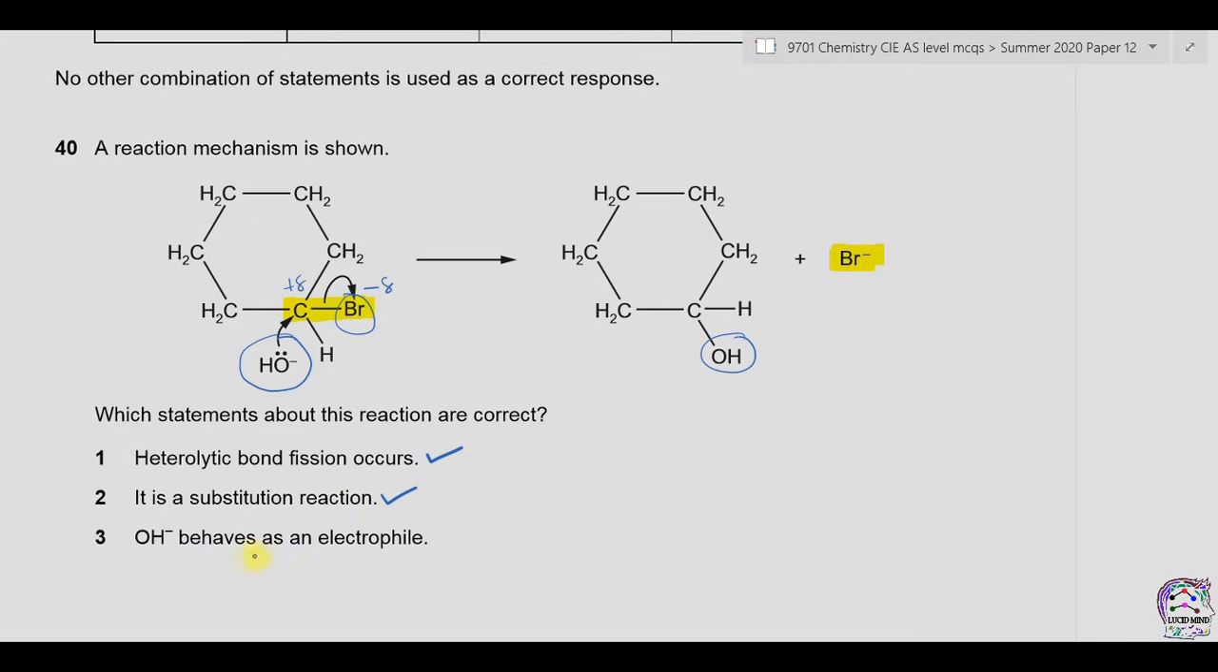3 says OH negative behaves as an electrophile. As we can see that in OH we have negative charge and also a lone pair of electron is present. So therefore this is nucleophile, not electrophile. So part 3 is wrong. So option 1 is correct, option 2 is correct. Therefore the answer is B.